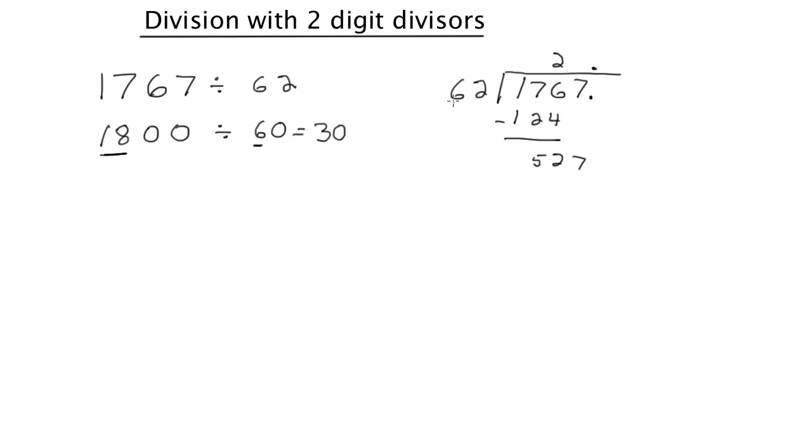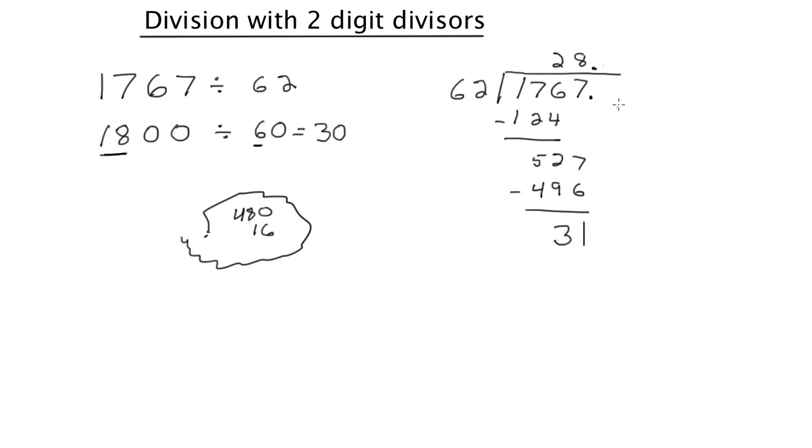8 times 6, 48. That's 480. 8 times 2, 16. 480 plus 16. In your head, right? You should be visualizing this. Here's your thought bubble. You say 8 times 6, 48, so 8 times 60 is 480. And 8 times 2, 16. You should line them up like that. You get 496. Place my 8 up here and subtract. 7 minus 6 is 1. 52 minus 49 is 3. 31. I need to add a 0 to my dividend so I can keep going and finish up this problem. Put a 0 here. 310.